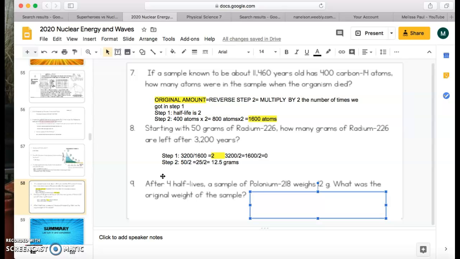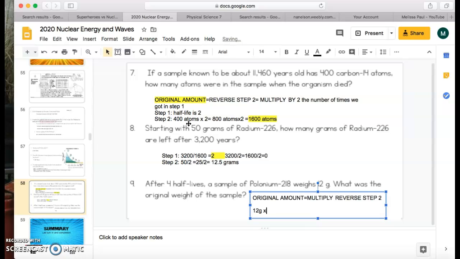The only thing we have to remember is this is another one of those problems where you're looking for the original amount. When you're looking for the original amount, you multiply. Okay, remember, you reverse step 2. So go back and look at number 7 if you need some guidance on that, okay? So here we know, hey, we ended with 12 grams. Now we're going to work backwards through 4 half-lives. We're just going to multiply by 2 4 times.